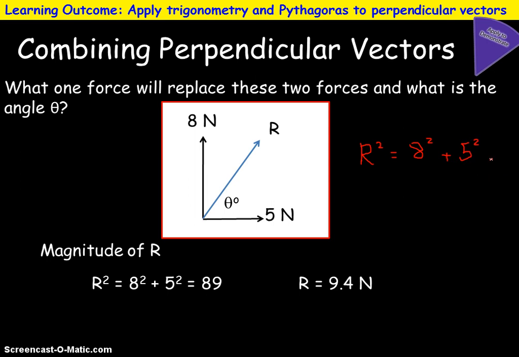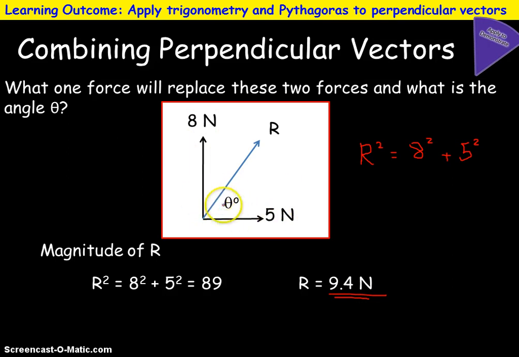I'll say that again. Pythagoras' theorem is that the square of the hypotenuse is equal to the sum of the squares of the other two sides. So whatever 8 squared plus 5 squared is, that will be equal to r squared. In this case r squared is 89, and then we have to square root that to give us our value for r, which is 9.4. So we use Pythagoras' theorem to do this.